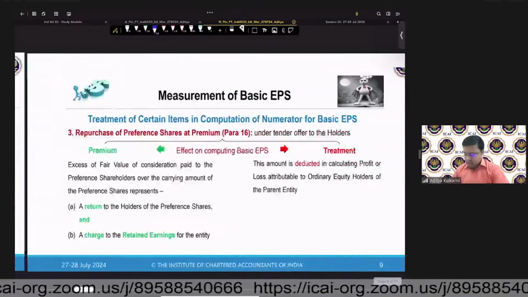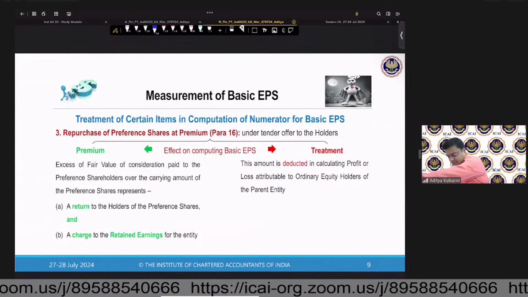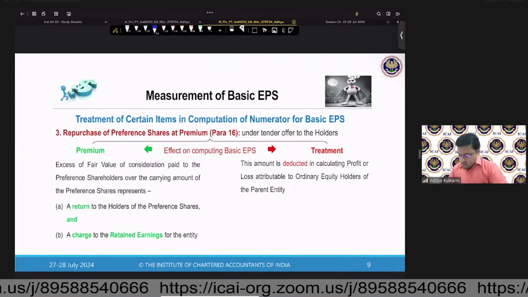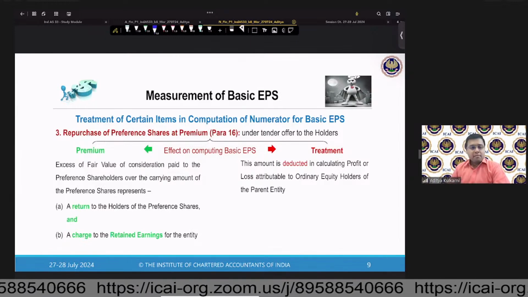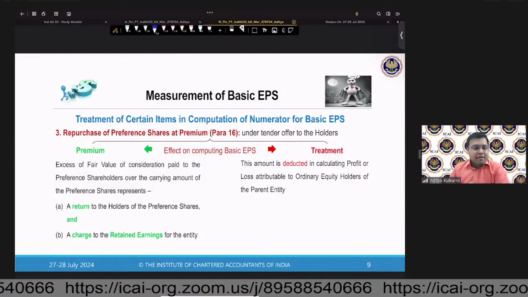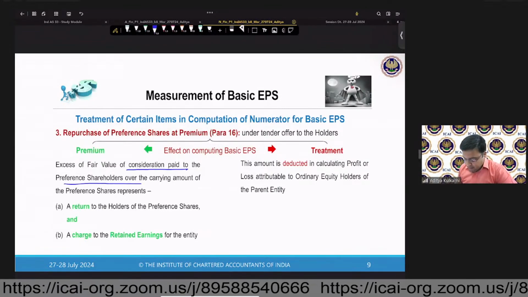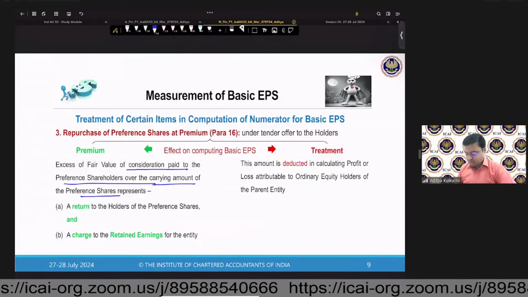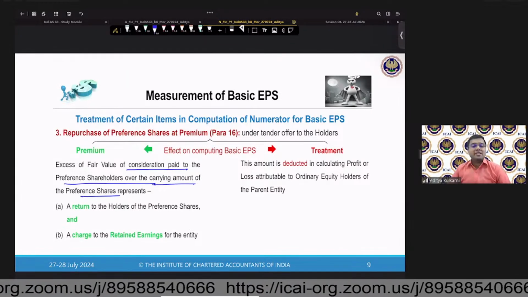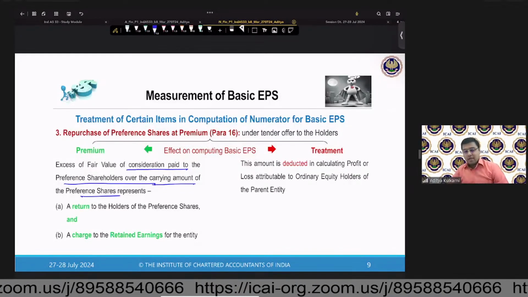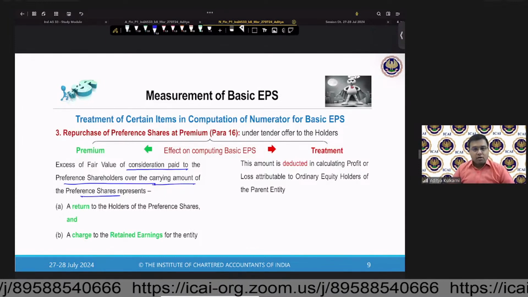Okay, all right. Now, repurchase of preference shares. Repurchase of preference shares at a premium under tender offers to holders. Suppose you are paying preference shareholders a premium, the excess of fair value of consideration paid to preference shareholders over the carrying amount of the preference shares. What does it represent? It represents that you are giving something additional to the preference shareholders. So it is a return that you are giving to them, a return over and above the amount that they have invested.